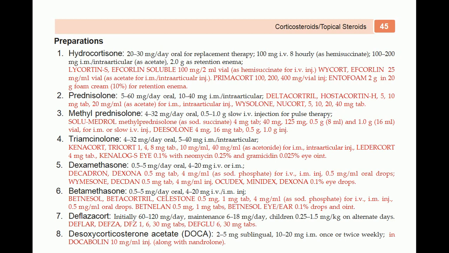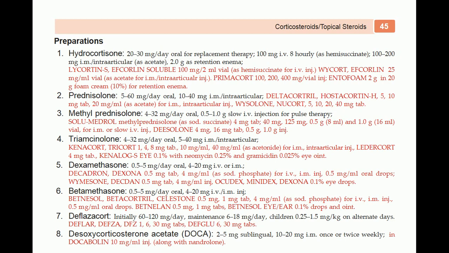Hydrocortisone is available in the market under different names. Glycotenase, a choline soluble 100 milligram per 2 ml vial as hemisuccinate for IV injections. Wycort, 25 milligram per ml vial as acetate for IM and intra-articular injections. Efcorlin, 100 to 400 milligram per vial injections, and Antiform 2 grams and 20 gram form cream 10% for retention enema.